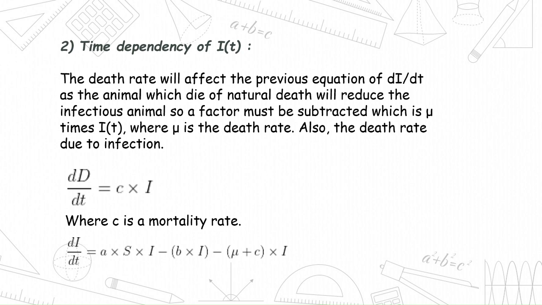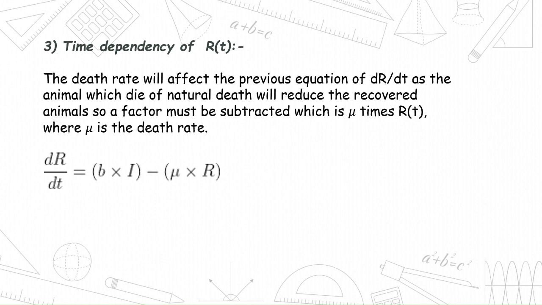Now I am going to explain the time dependency of I. In this equation, we have to subtract the factor which is the number of animals that die due to natural death, so it will decrease the rate of infectious animals. Now, the final equation is. Now I shall start explaining the time dependency of R. In the equation, we have to reduce a factor for the animals that die due to natural death, which are not considered in recovered. Therefore, the final equation is as shown.